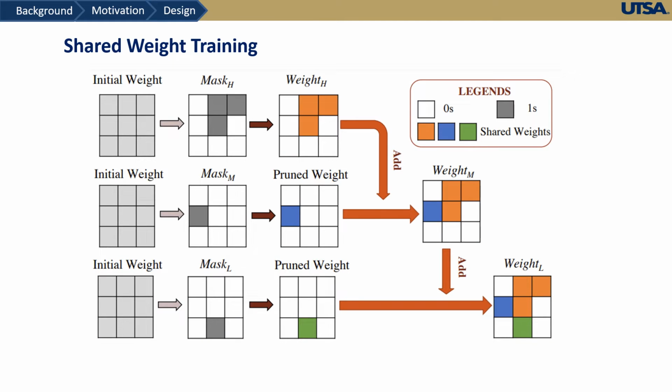Now we will discuss the shared weight training process. We first train a model with the highest pruning. Then we keep the unpruned weights unchanged and continue training to fill the pruned weights with real values so that we get the medium pruned model. Following the same way, we continue training on the medium pruned model and finally achieve the small pruned model. Thus, we achieve low, medium and highly pruned models.